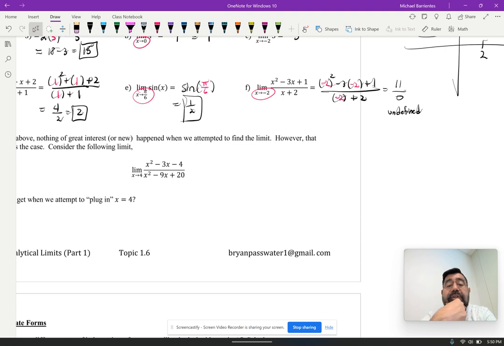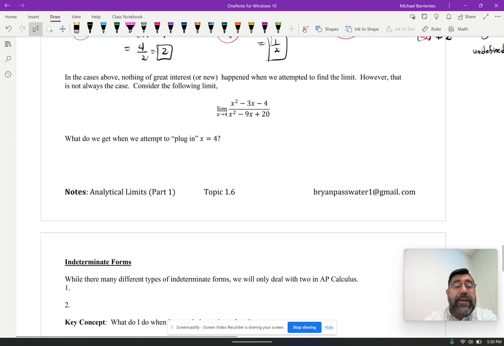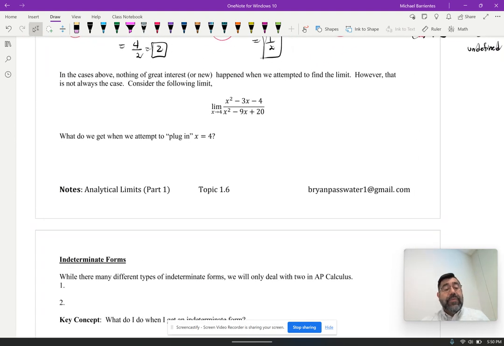We substituted the 2 and we didn't quite get a finite answer. Actually, we got an undefined value. So we're going to talk about what that means. Not only that, in this next example, we're going to substitute 4 and see what we get.